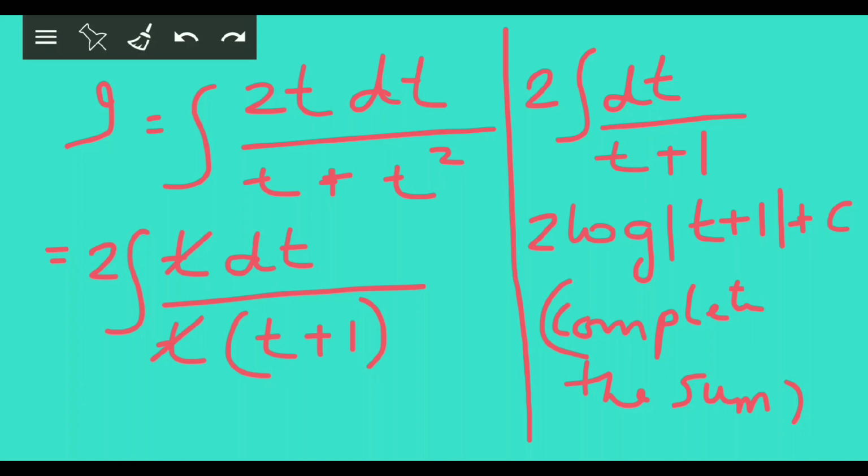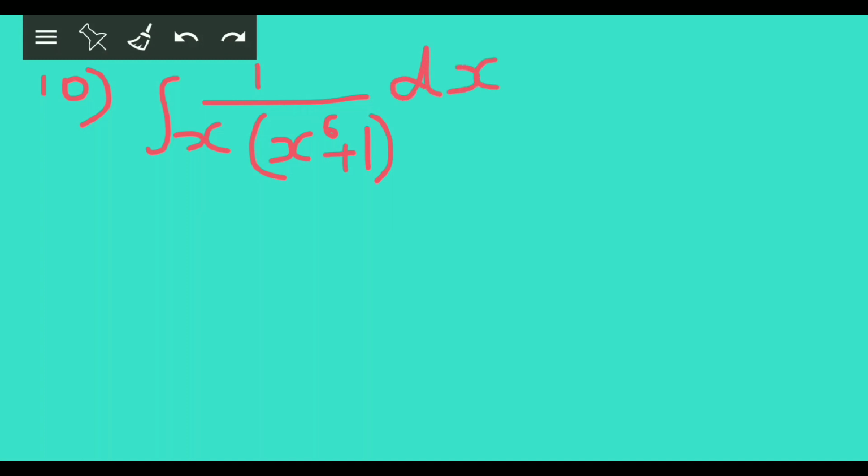Then we go on to the 10th sum here. The 10th sum, the integral is 1 upon x into x raised to 6 plus 1 dx. Again, this sum has to be done in a particular way. See, first we do this way. 1 upon, we open the bracket and x into x raised to 6 becomes x raised to 7 plus 1 into x becomes x dx.